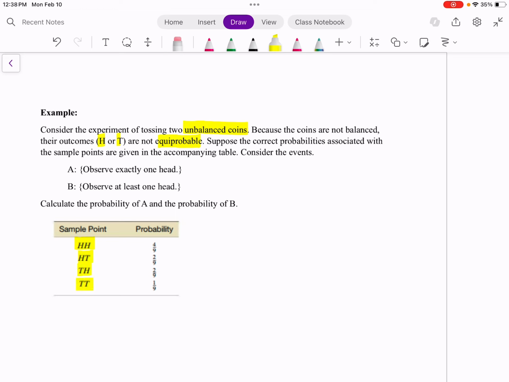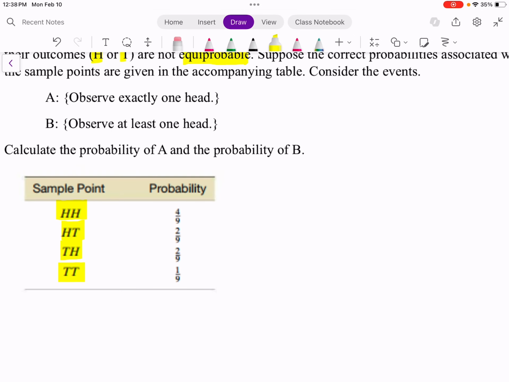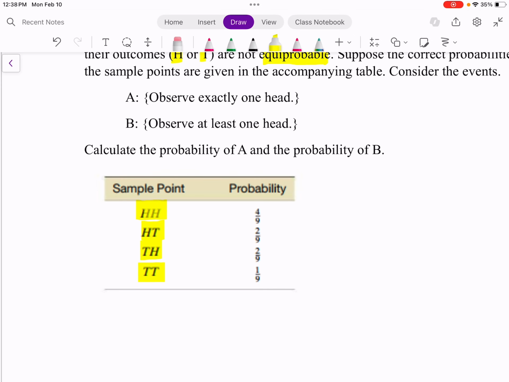These are the sample points, and the probability of getting each sample point is also given to us. The probability of getting head, head is 4/9. Probability of getting head, tail is 2/9. Probability of getting tail, head is 2/9, and the probability of getting tail, tail is 1/9. This is given to us.